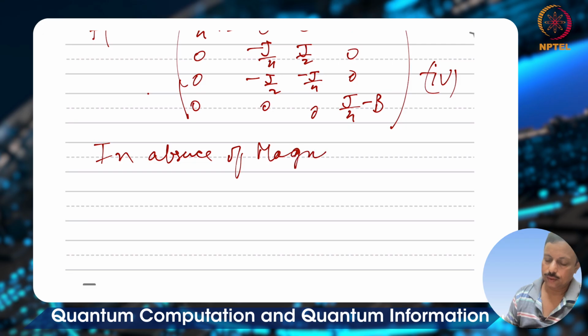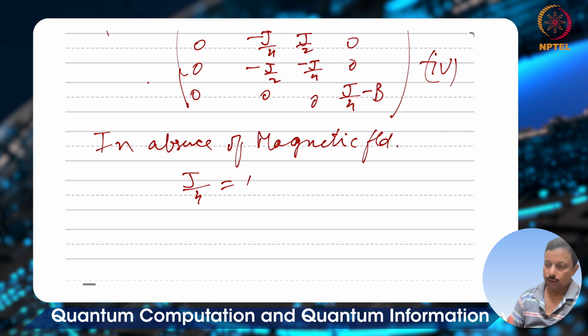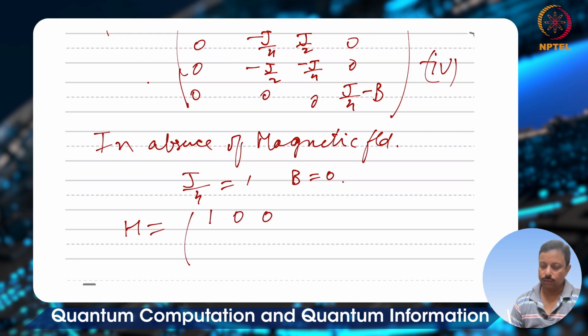In the absence of magnetic field, let's just take J by 4 equal to 1 and B equal to 0. Actually, this is just trying to see what the Hamiltonian can look like. This is a very simplified picture, so I simply write 1 0 0 0, 0 minus 1 2 0, 0 2 minus 1 0, and 0 0 0 1.